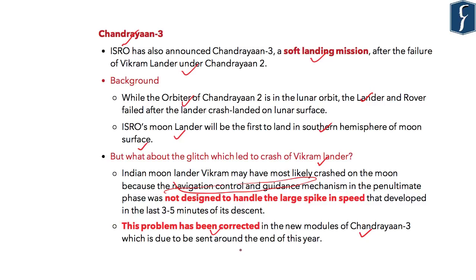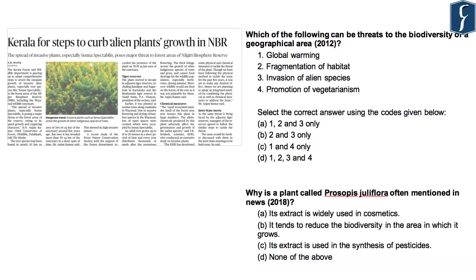So after having discussed Gaganyaan and Chandrayaan, let's now move on to the next news. This news has been published on page number 8. Kerala for steps to curb alien plants growth in Nilgiri Biosphere Reserve. Now, Kerala Forest and Wildlife Department is gearing up to adopt comprehensive steps to arrest the rampant growth of invasive alien species, and especially tree species like Senna spectabilis in the forest areas of Nilgiri Biosphere Reserves.